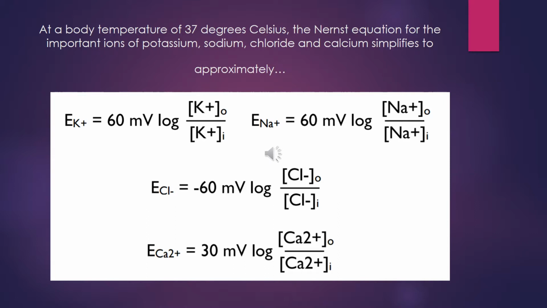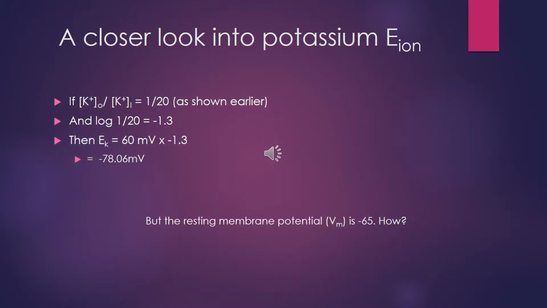At body temperature of 37 degrees Celsius, the Nernst equation for the important ions, potassium, sodium, chloride, and calcium, simplifies to these equations. To calculate the equilibrium potential for a certain type of ion at body temperature, all we need to know is ionic concentrations on either side of the membrane.